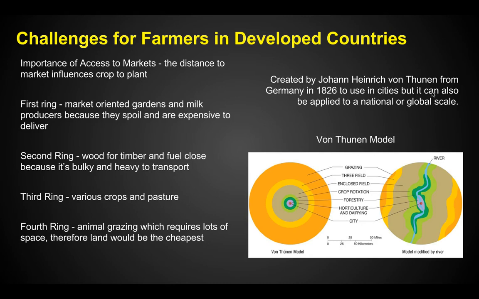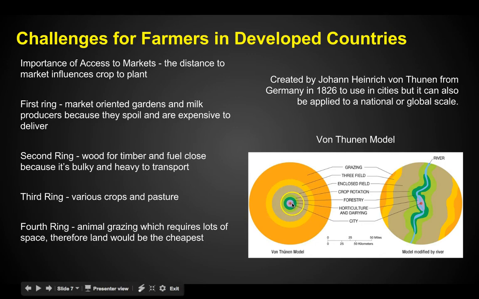Challenges for farmers in developed countries. Well, they need to have access to markets. The distance to the market influences the crop that you plant. Meaning, if you're a dairy farmer, you want to be pretty close to the market because your dairy is going to spoil on a long trip across the country. That wouldn't be good. So in the first ring here, we're looking at von Thunen's model. He came up with rings. You can think of it as the middle of the city here, and as you go farther and farther away from the city, you have different products. It also could be across a country.